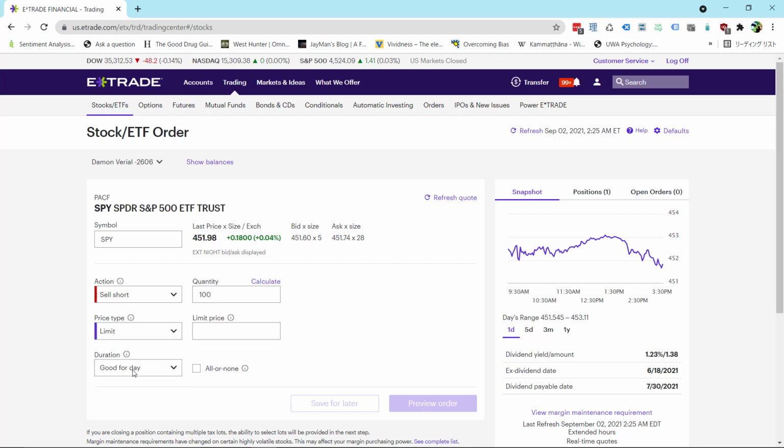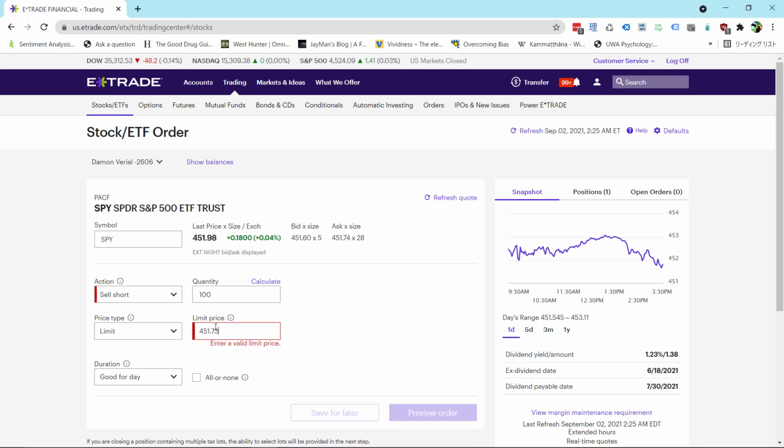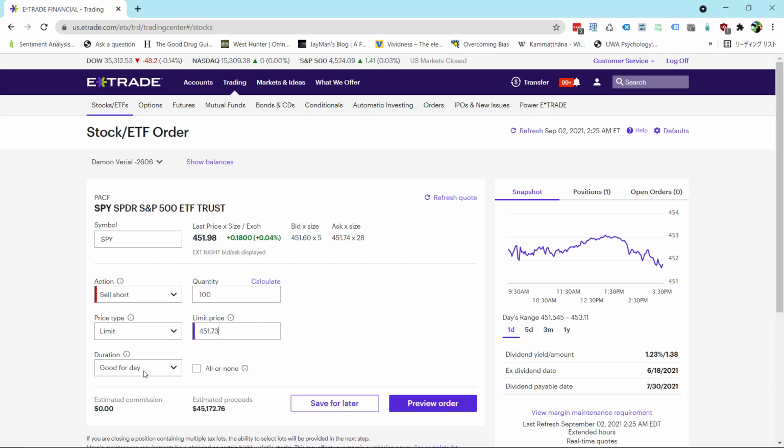Limit order. I want to get the best possible price I can, the highest possible price I can, because that is going to be my profit. So, I see the highest possible price is 451.74, but this is not being filled currently. So you want to start a little bit lower. So let's say 451.73.